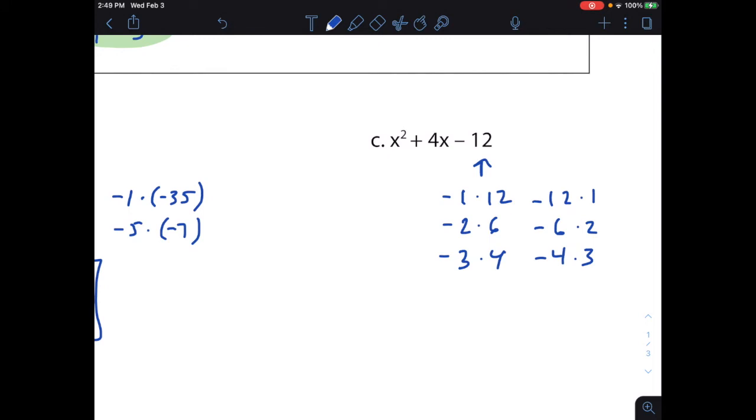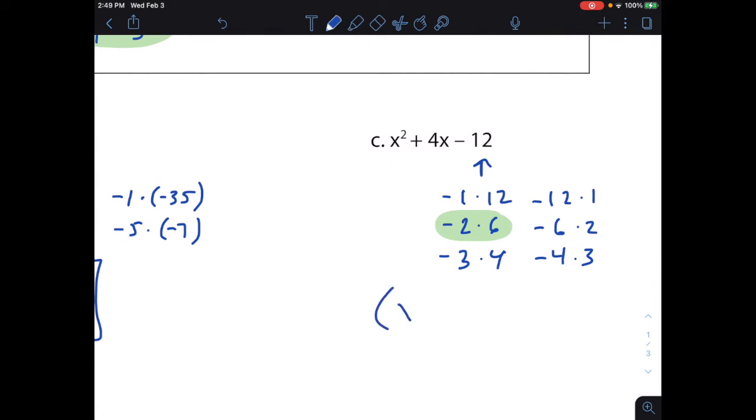You don't have to do this. When I do it, I just do the positive, and then I look at it and I say, when I have a 4 here, I'm basically looking for numbers that have a difference of 4. Okay, and in this case, what works is the negative 2 and the 6. Because if we flip this around and say 6 minus 2, well, that's equal to 4. Okay, and that's what we want.